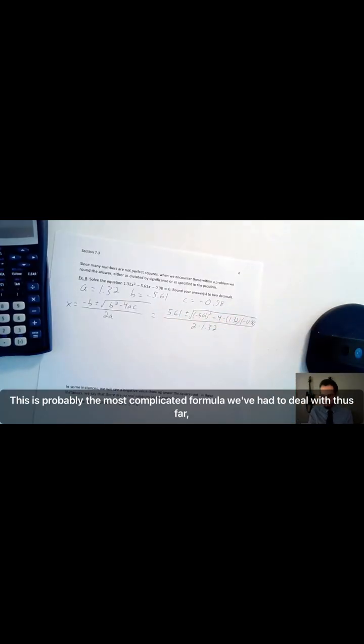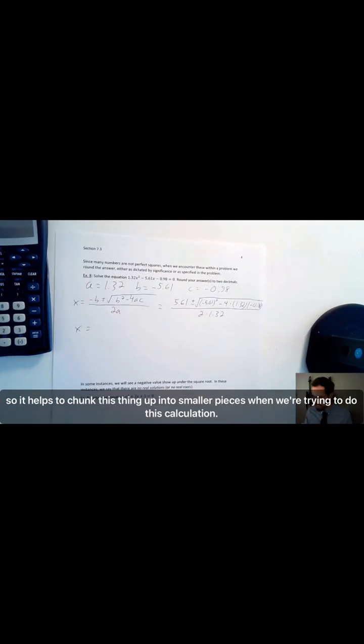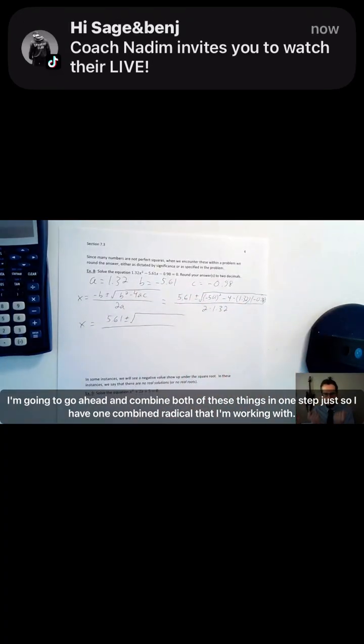This is probably the most complicated formula we've had to deal with thus far. So it helps to chunk this thing up into smaller pieces when we're trying to do this calculation. So note first we've got 5.61, and then I've got this thing that's underneath the radical. I'm going to go ahead and combine both of these things in one step, just so I have one combined radical that I'm working with.